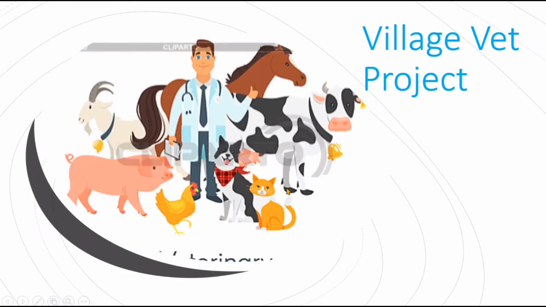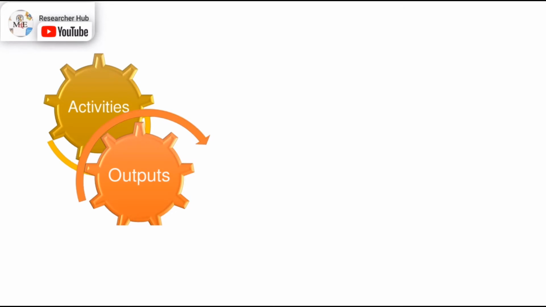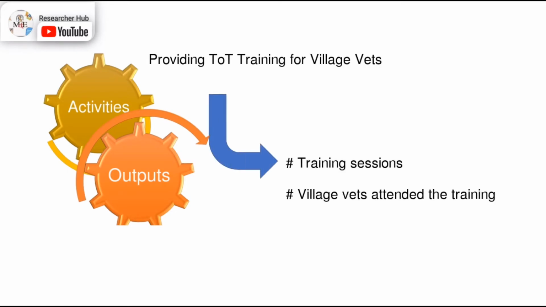Now let's see this example together, then we will develop indicators for this project together. So let's look at this project with me. This is a small project that we have. It is about a village web project. As we discussed earlier, in the first step, we need to understand the activities and outputs of the project. So here is the key activity, providing TOT training for village webs, and this is the output that the project is interested to know.